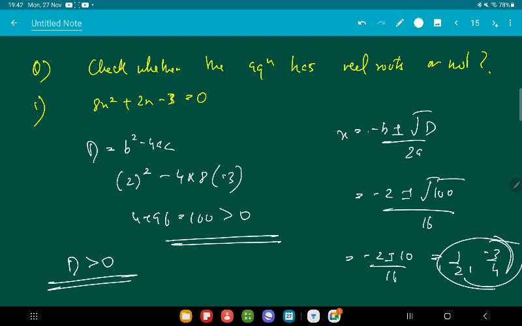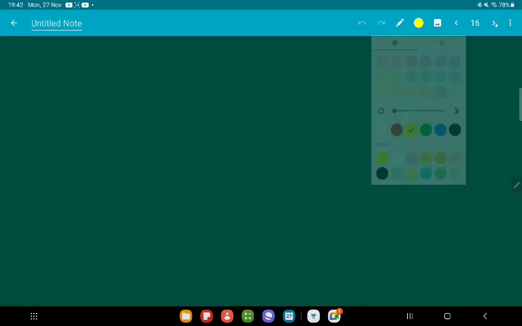So they can ask you these questions in a 4 or 5 marks format to calculate. First, check out whether they have real roots or not, and if yes, well, what are those roots? Okay. Alrighty, let's do a little bit more.